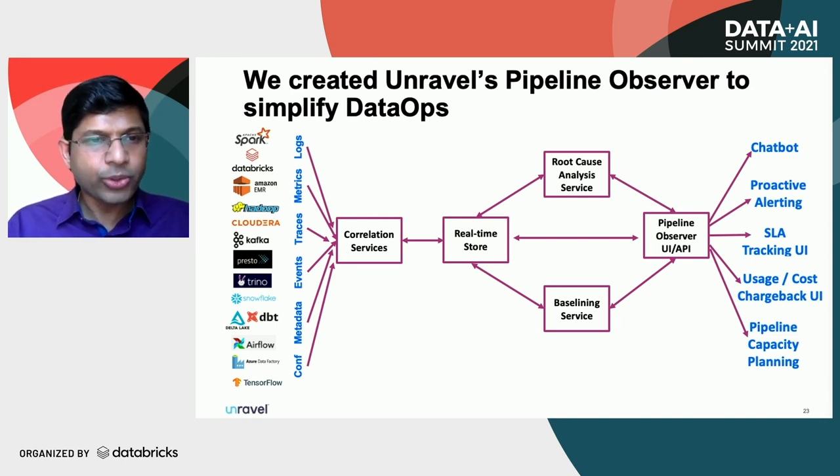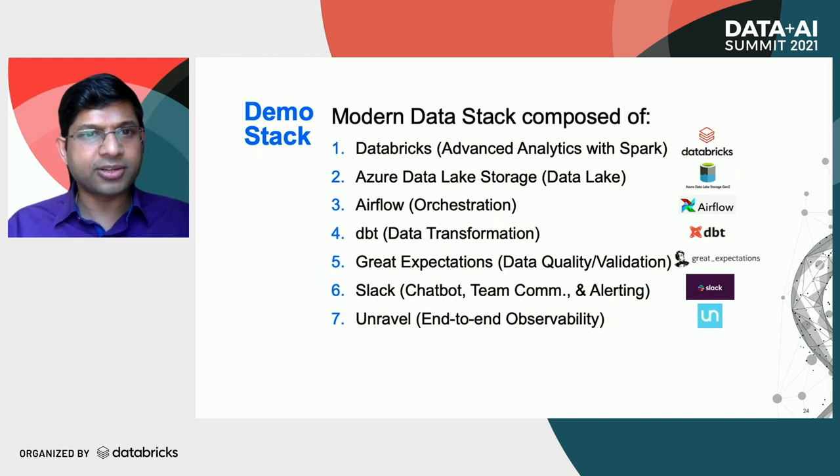So I would like to show you a demo. And in the context of this particular demo, what I picked is a modern data stack where data pipelines are running on compute powered by Azure Databricks. The storage is on Azure Data Lake. The orchestration is happening with Apache Airflow. The transformations are being done on dbt. We have data quality checks being run using Great Expectations. The chatbot itself is on Slack, like I showed you earlier, and the underlying insights and APIs are being powered by Unravel, which is end-to-end observability around data pipelines.